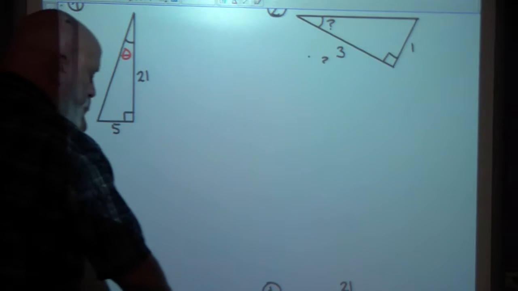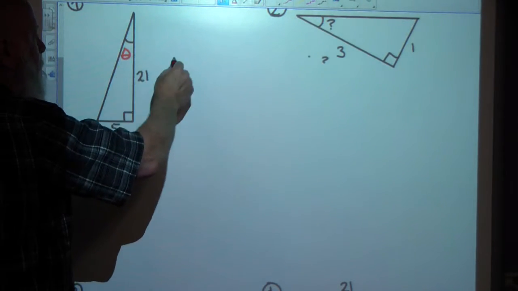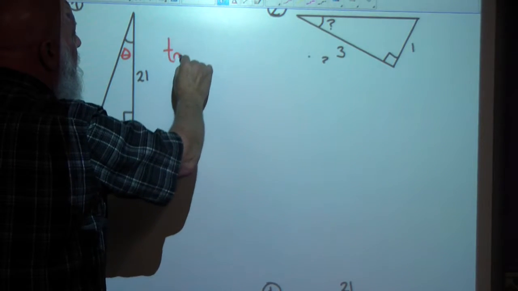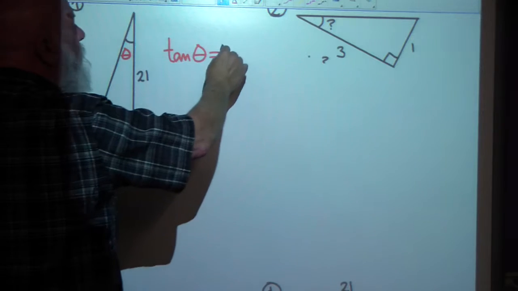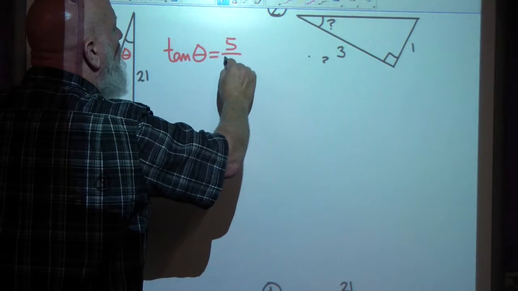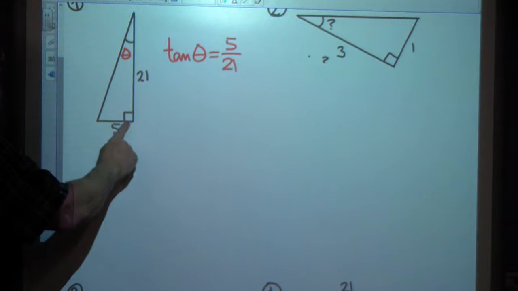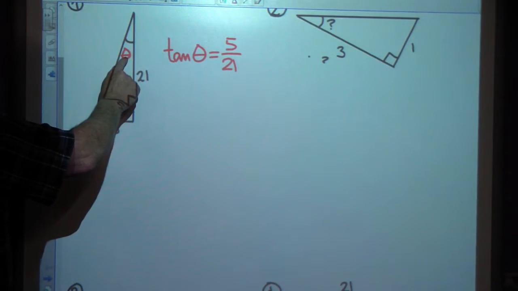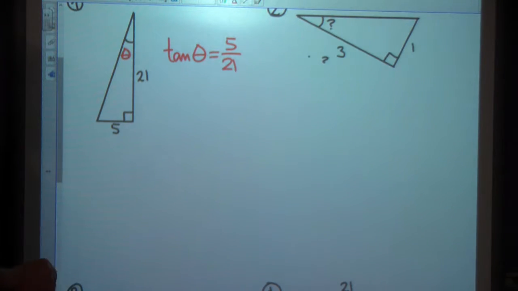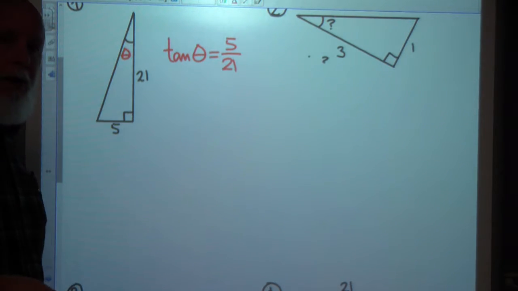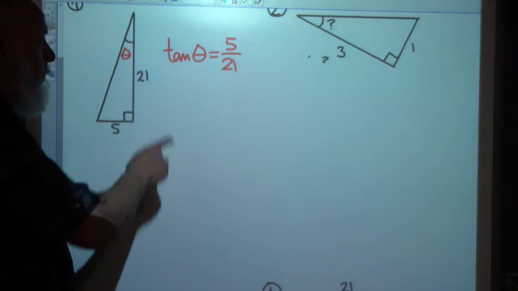So I'm going to tell myself, well, looking at this, I could say that the tangent of theta is 5 over 21. The reason I would choose tangent is because I look at this triangle, and from this perspective, the angle that was indicated, I've got the opposite side and the adjacent side. And the definition of tangent is opposite over adjacent. So I'm going to use tangent.